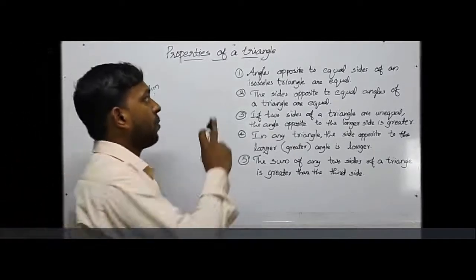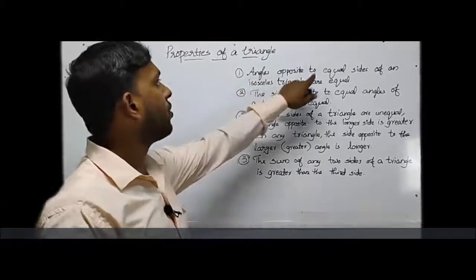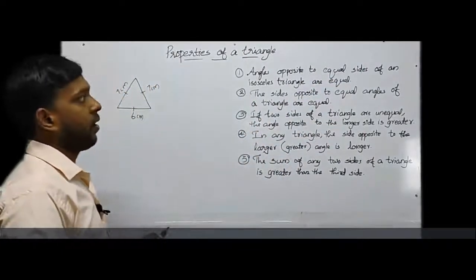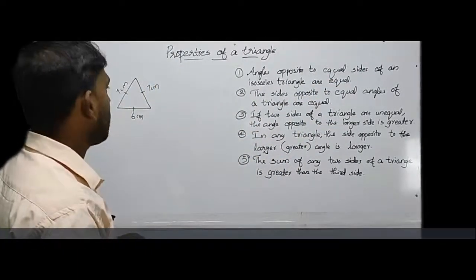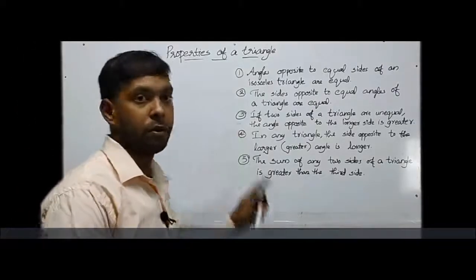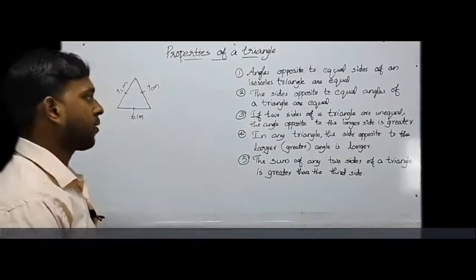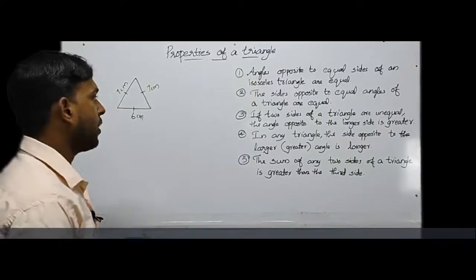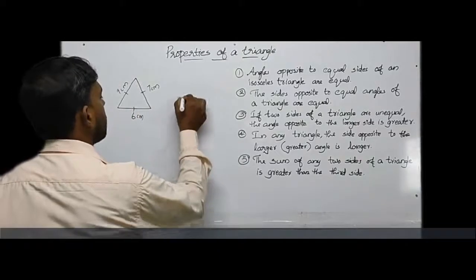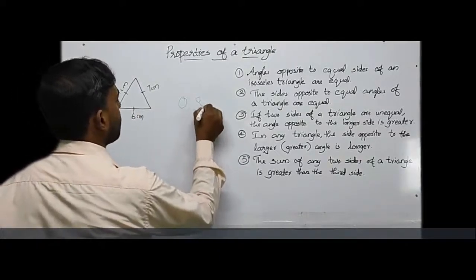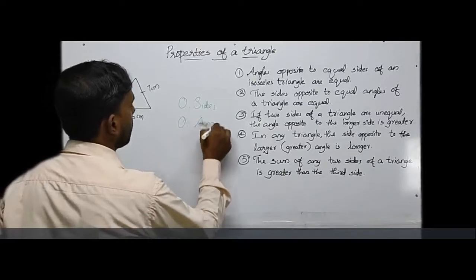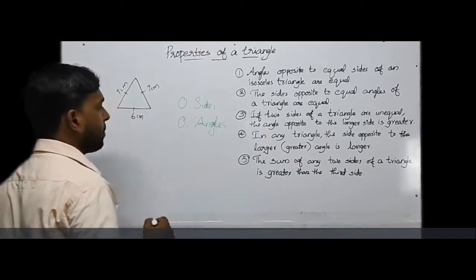So the property says angles opposite to equal sides of an isosceles triangle are equal. Before we try to understand anything regarding these properties, let's be familiar with two terms: opposite sides and opposite angles. What does it mean? Let's see.